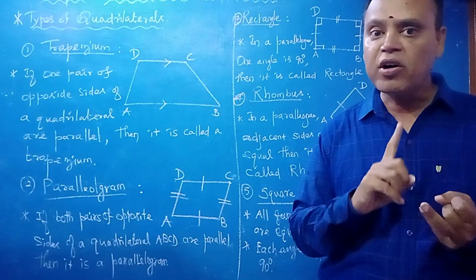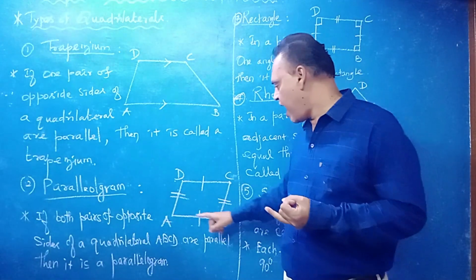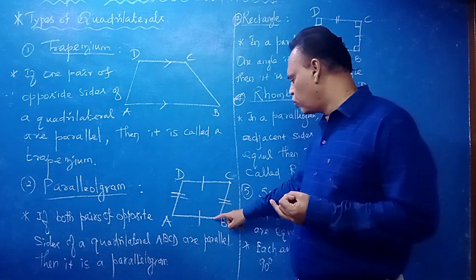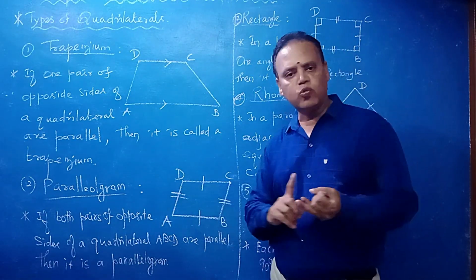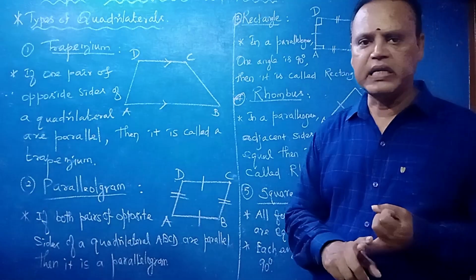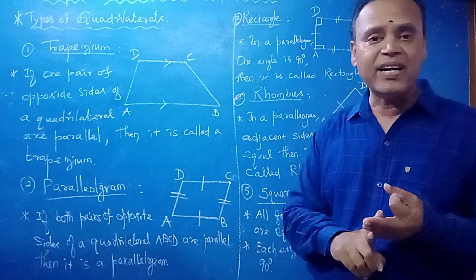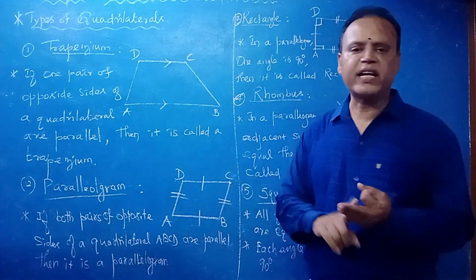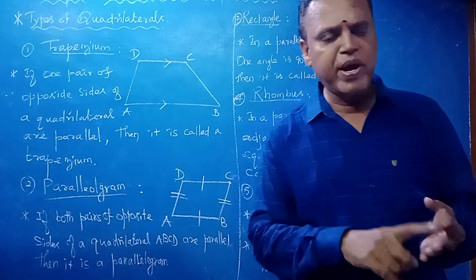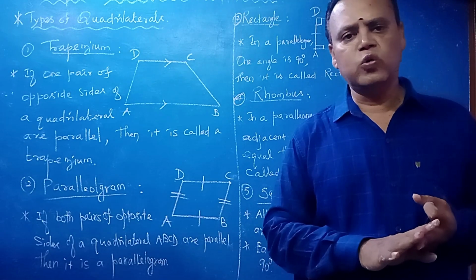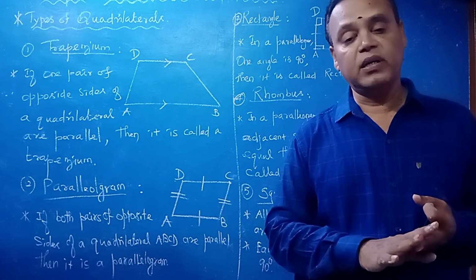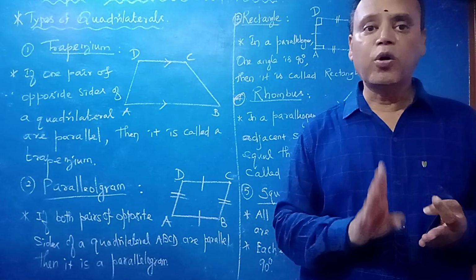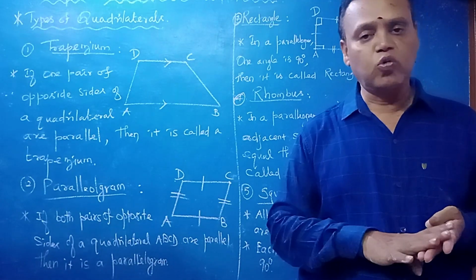Based on angles, opposite angles are equal. Then based on diagonals, diagonals are not equal. These three main properties you have to study and remember. Then one more property is there, that is the fourth one.